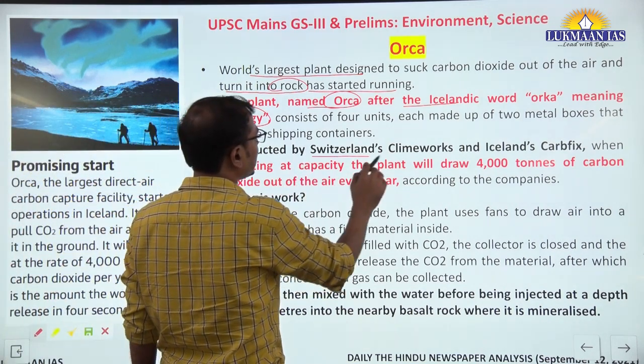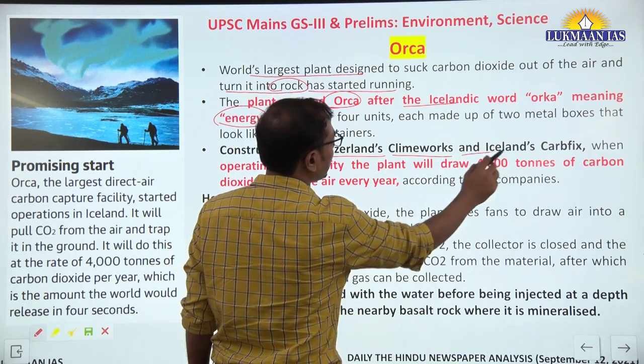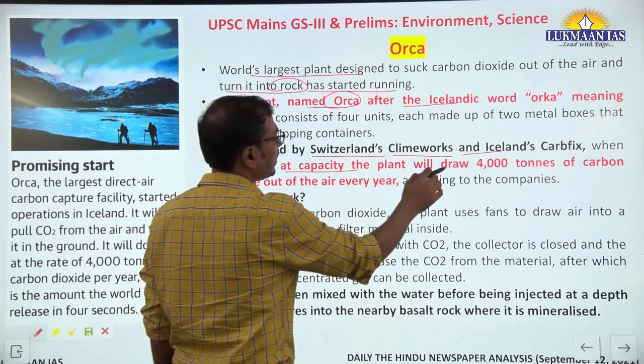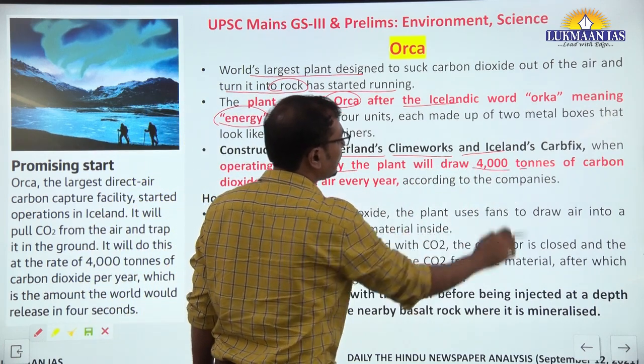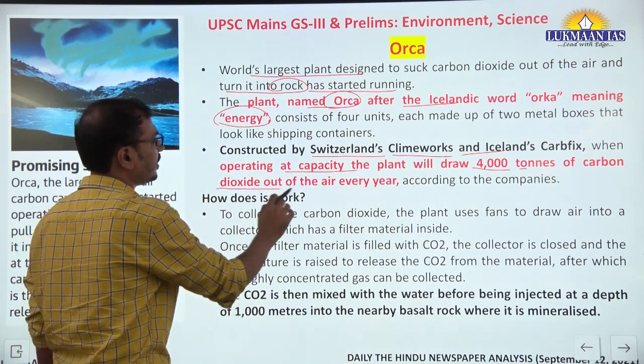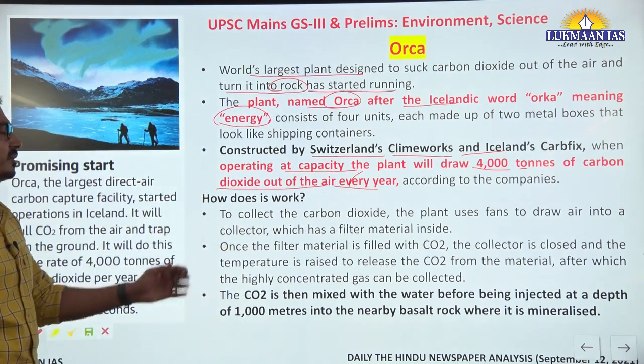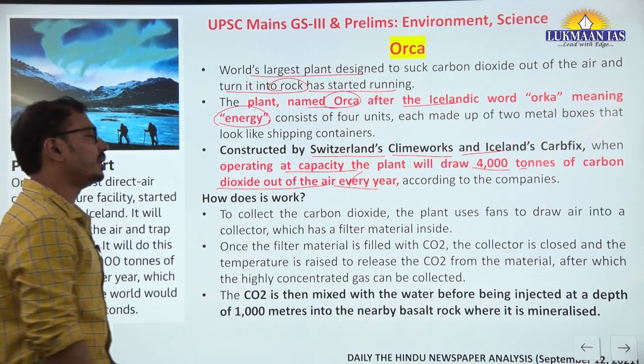It is constructed by Switzerland's company Climeworks and Iceland's company Carbfix. The operating capacity of the plant will be drawing 4,000 tons of carbon dioxide out of the air every year. 4,000 tons of carbon dioxide. This is a good thing. How does it work?